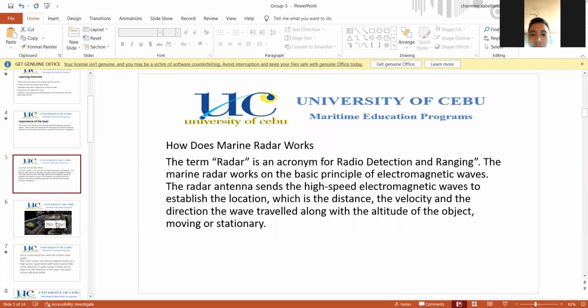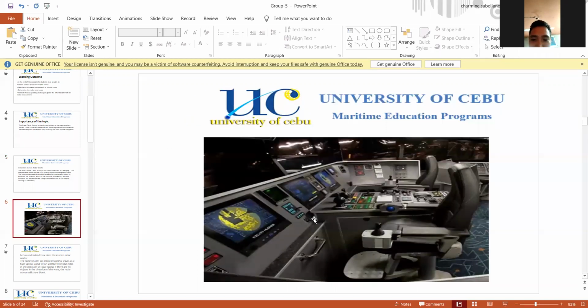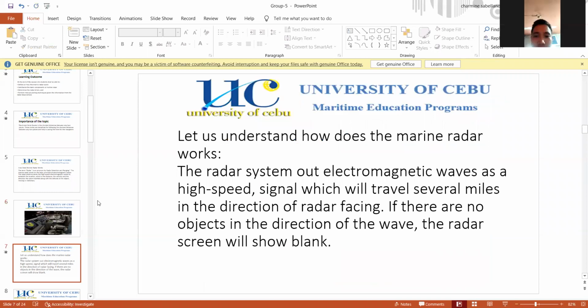So next slide. Let us understand how the marine radar works. The radar system sends out electromagnetic waves as a high-speed signal which will travel several miles in the direction the radar is facing. If there are no objects in the way of the wave, the radar screen will show blank.